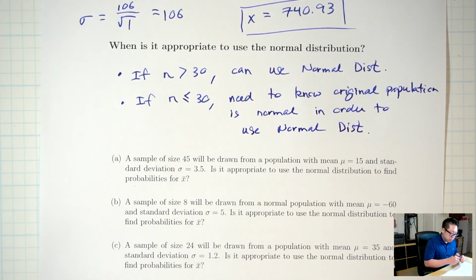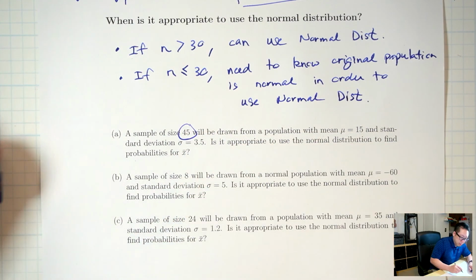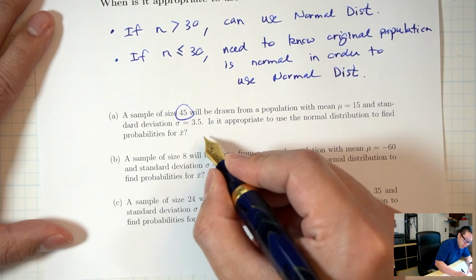Let's go through some of these examples and decide, are we allowed to use the normal distribution or are we not? Part A, a sample size of 45 will be drawn from a population. So I don't need to read anything else. I see 45. 45 is bigger than 30. So for sure, no questions asked. Yes, you can use the normal distribution. So this is a for sure yes.